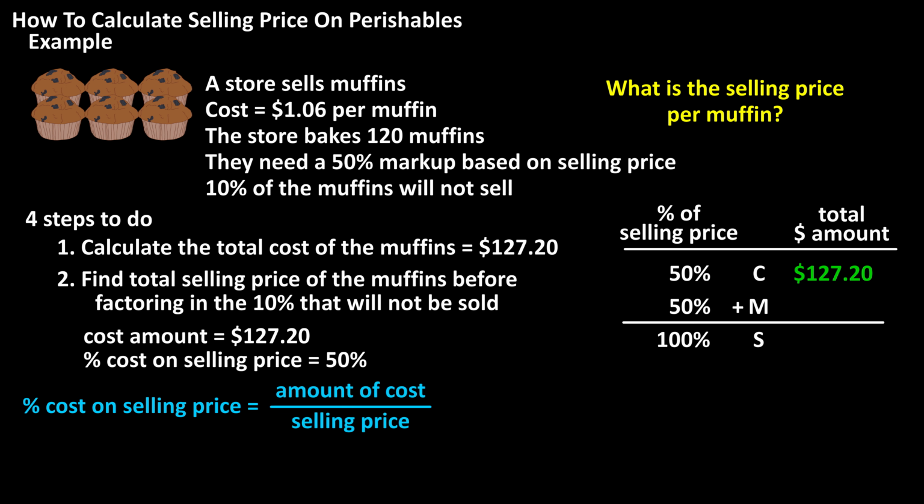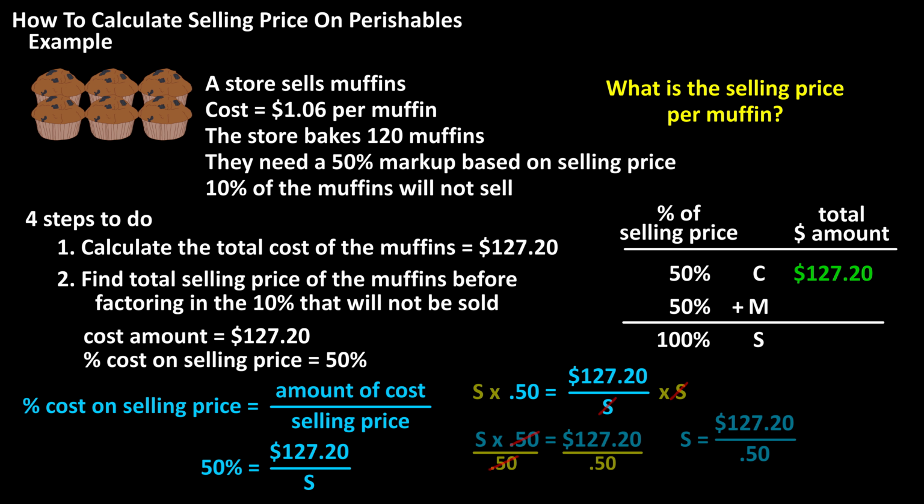Plugging into the formula, we have 50% equals $127.20, the total cost amount, divided by S, the total selling price. We first change 50% to a decimal and then do the calculations, which I've done on the screen. And we get a total selling price of $254.40. And we can put this in the table, and step 2 is now complete.